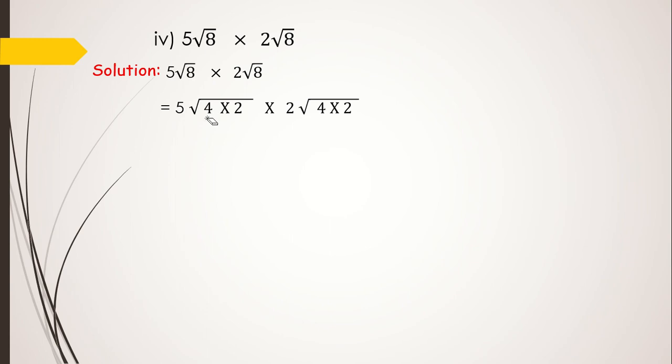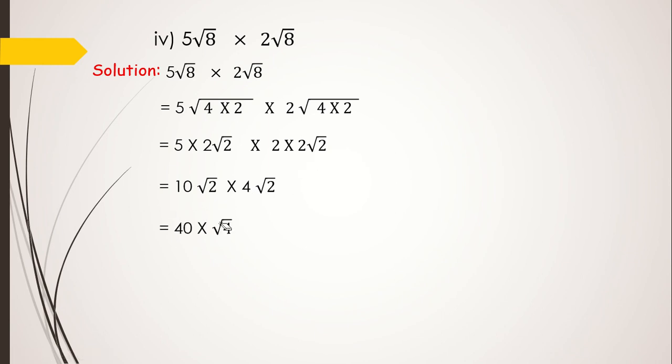So this is going to be root 4 is 2. Root 4 is 2. So that is taken out. Okay. So 5 into 2 root 2. This is 2 into 2 root 2. Now this is 5 2s are 10. 2 2s are 4. Okay. So that's 10 root 2 into 4 root 2. Now 10 4s are 40. And root 2 into root 2 is root 4. So 40 root 4 is the answer. Okay. No, this root 4 is again 2. So 40 2s are 80.